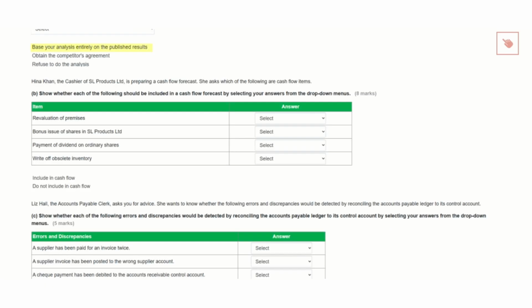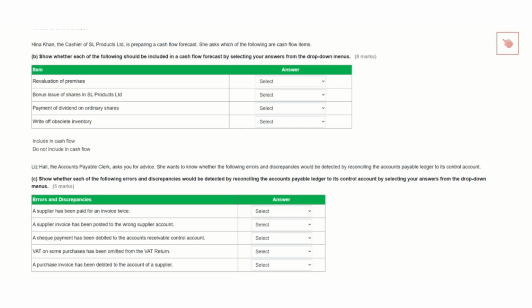Hina Khan, who is the cashier, is preparing a cash flow forecast. We've been asked to show whether the following items should be included in the cash flow. So the revaluation of premises we would not include in the cash flow. And the reason for this is because revaluation of premises is a non-cash item. It changes the book value of an asset, but does not involve an actual inflow or outflow of cash.